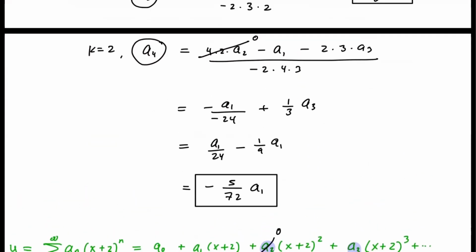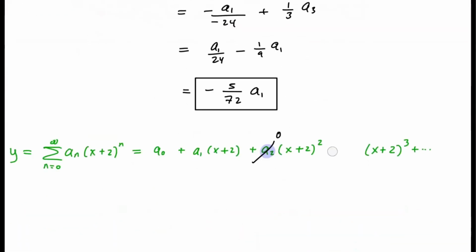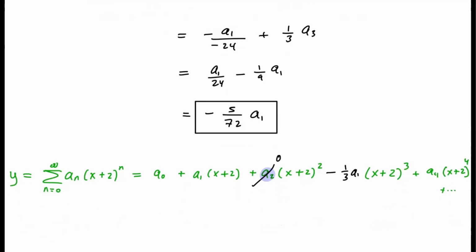Then a sub 3, we found that to be negative 1/3 of a sub 1. So this is negative 1/3 of a sub 1. I did find one more coefficient, so I'm going to write that as well. Our next term is going to be plus a sub 4, x plus 2 to the 4th power, and then keep going. I'm going to replace a sub 4 with the coefficient I found, so this would be minus 5 over 72 of a sub 1.